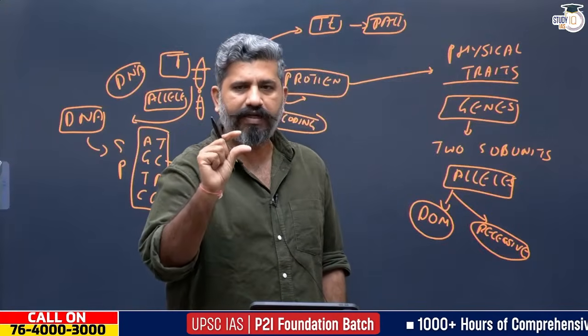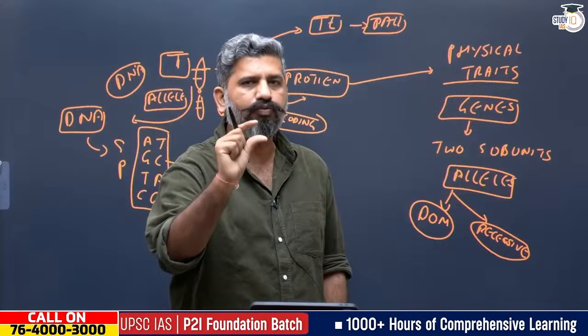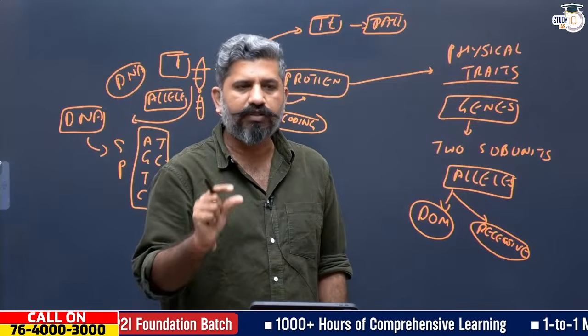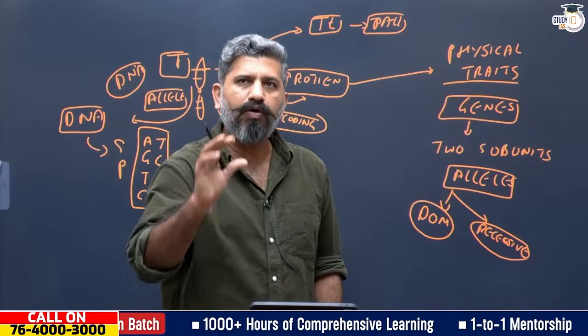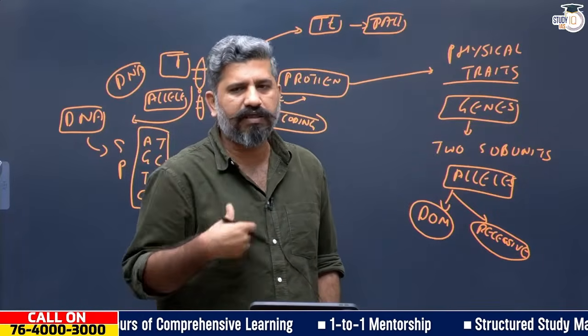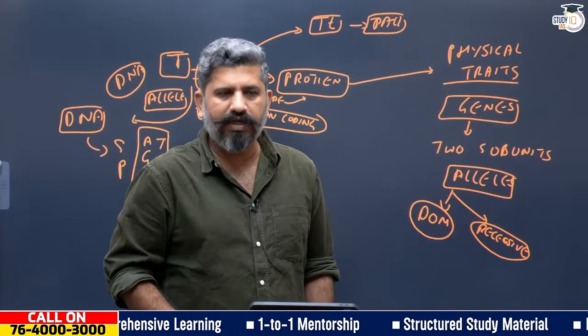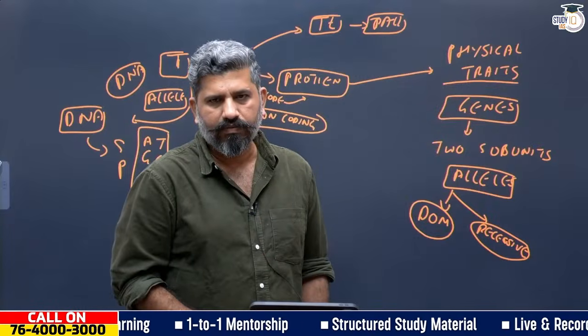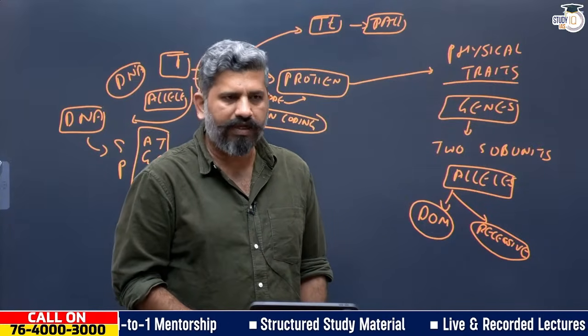Some part of the DNA is only the one which is activated to produce the proteins, which is called as what? Coding. While most part is non-coding. Non-coding meaning it is not going to manifest in the physical trait. It has nothing to do with the physical traits. It is just present there. Okay, that is called as what?